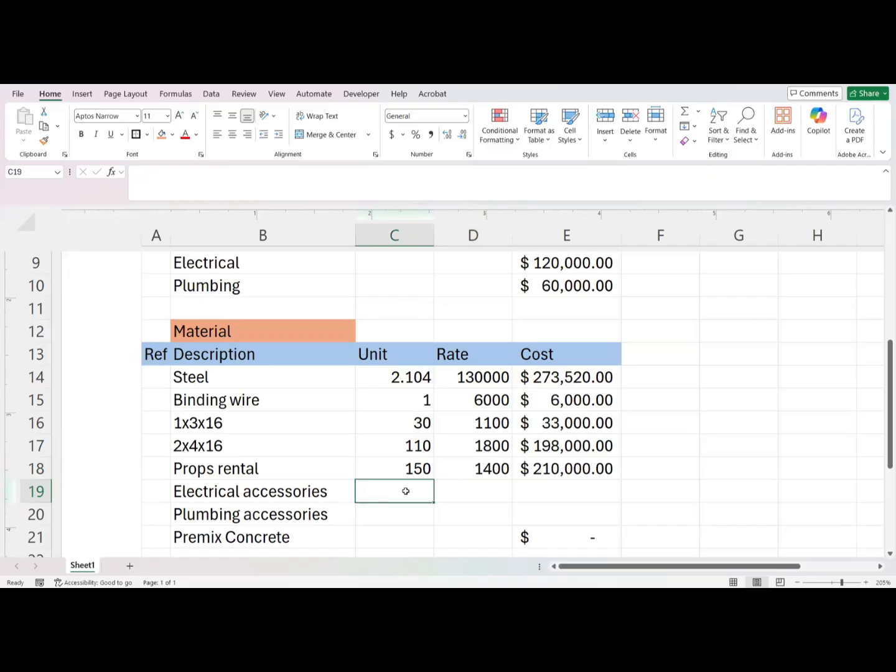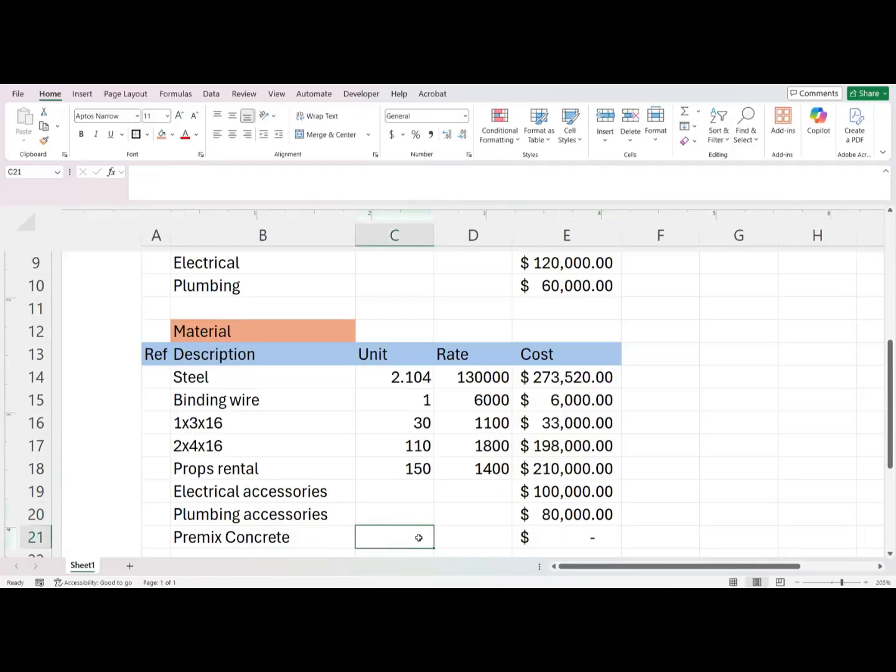And we also have to consider things like electrical accessories. I'm going to put this as a sum. And in this case, I'm going to make my provision another $100,000 for electrical provisions. And we are going to make the plumbing provision be about $80,000.